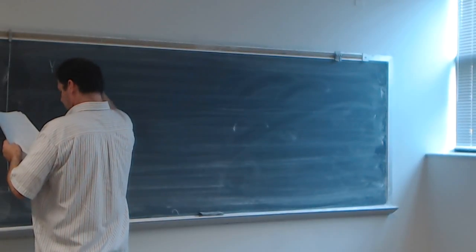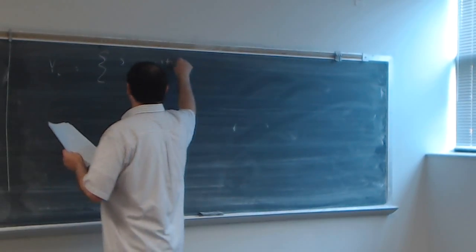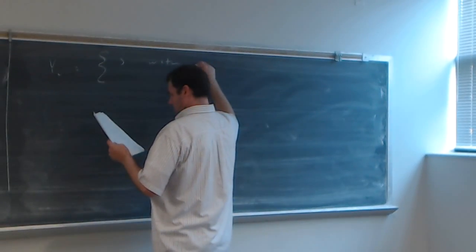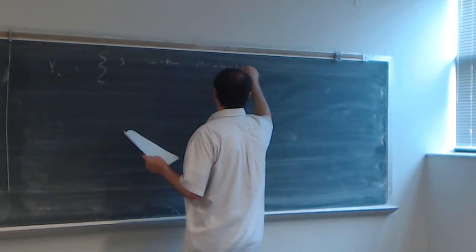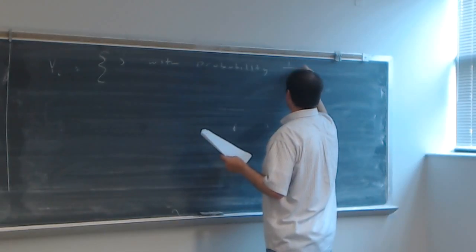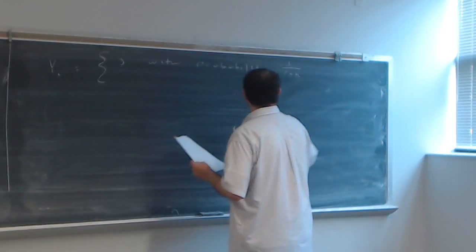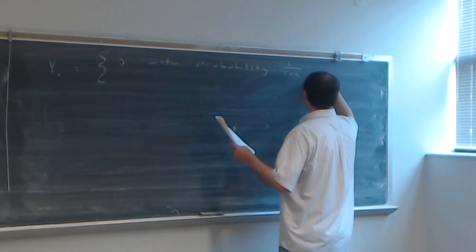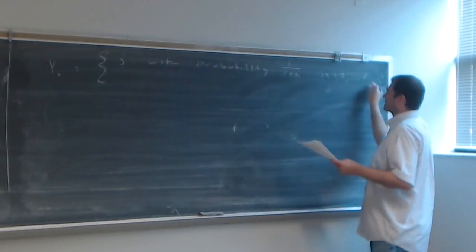Y sub i is equal to j with probability 1 over R plus K, and j is equal to 1 to R. That's one of the regular nodes.